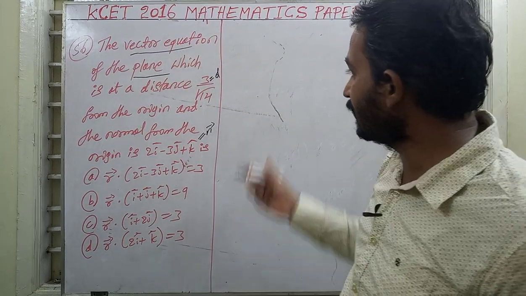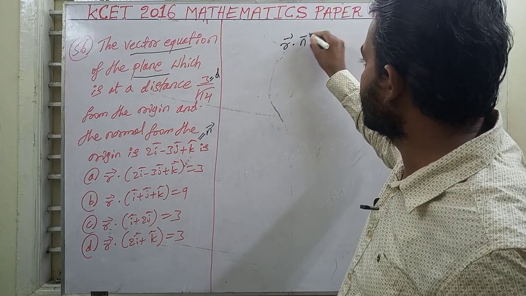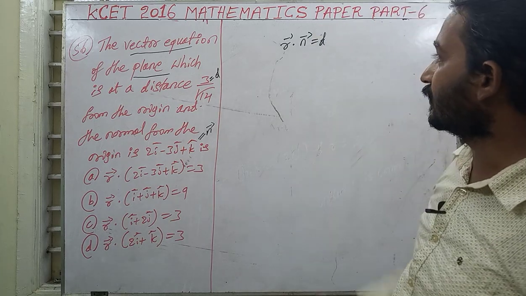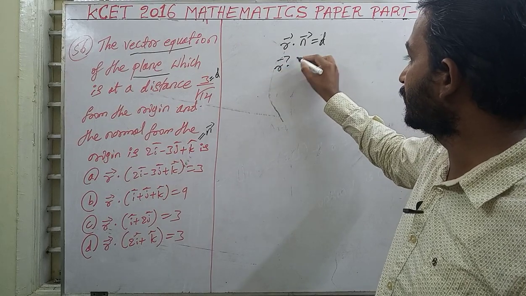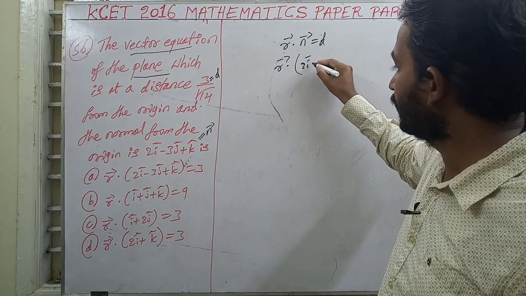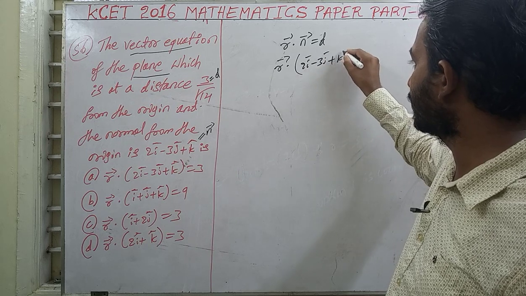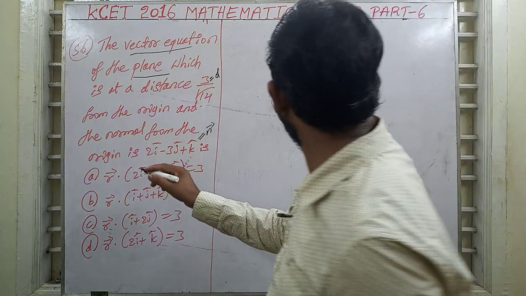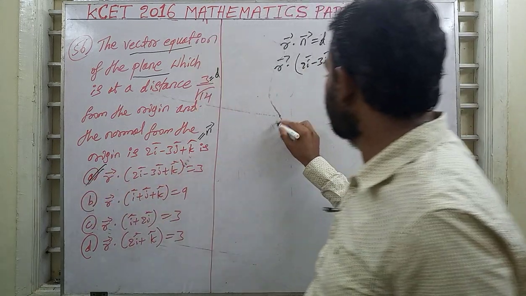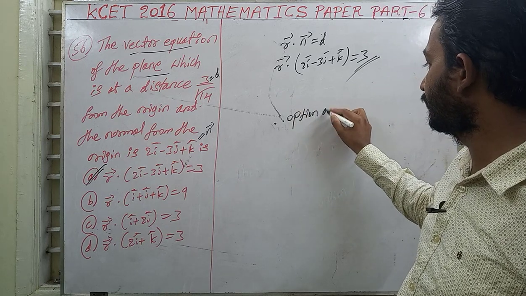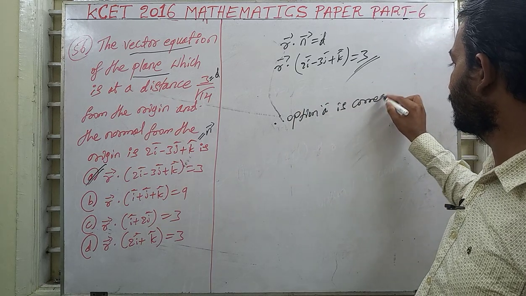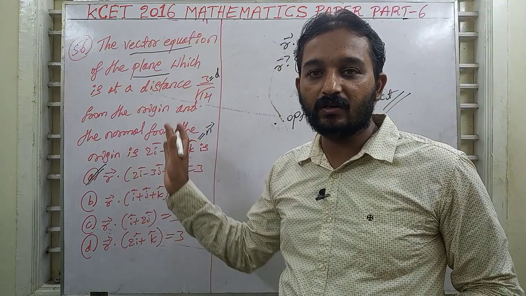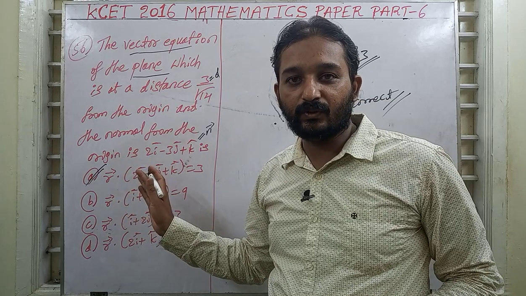So easily we can find it. We know the general form of the equation is r dot n is equal to d. So r as it is, and here n is 2i minus 3j plus k cap, equal to d, which is 3. So this is the required answer. So option A is the good answer in this case. Therefore option A is correct. This is an easy problem. All the students attend this question easily because they have already solved this type of question in the NCERT textbook. Okay, so take down.